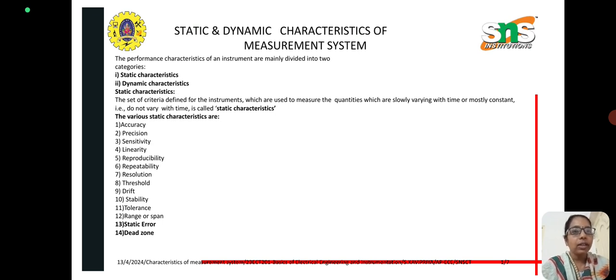If the quantities vary slowly with time, or if they remain constant, that is, do not vary with time, then the characteristics that are used to measure those quantities are called static characteristics. Under static characteristics we have accuracy, precision, sensitivity, linearity, reproducibility, repeatability, resolution, threshold, drift, stability, tolerance, range, static error and dead zone. We can see each and every characteristic in detail.